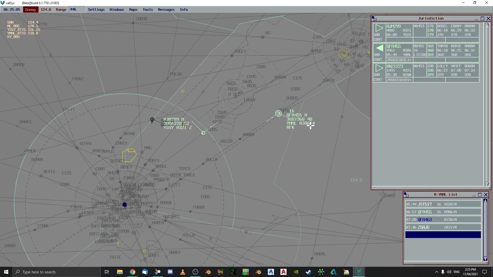These days, like I said, you use the one in three rule. If you multiply that by three and take off a zero, it gives you an approximate idea. So if you take the zero off and multiply 36 by three, that gives you 108. So his top of descent is about 108 miles from Melbourne. That's the one in three rule.